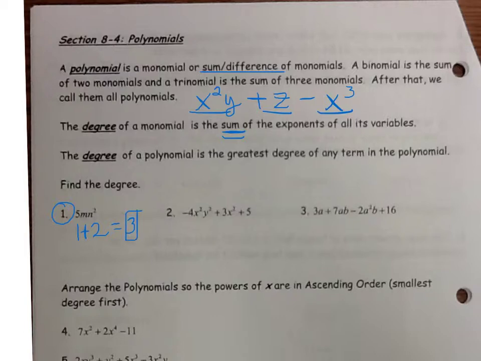Alright, the next one, the degree of a polynomial. Okay, so now you're taking many monomials and putting them together. The degree of a polynomial is the greatest degree of any one term in the polynomial. Okay, take a look at example 2 here. If you look at the first term, add up the exponents, x squared, y squared, so 2 plus 2 makes 4. That would be the degree of that first one. Take a look at the next one, 3x squared, the degree would be 2.